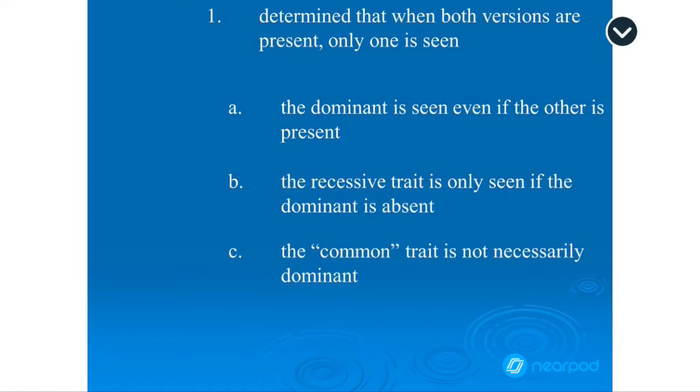And he determined that when they're both there, only one is seen, and that's called the dominant. You need one copy of the dominant factor or gene to make the dominant appearance. But the recessive only shows up if it is the only one there and there's no dominant. The common trait is not necessarily the dominant.